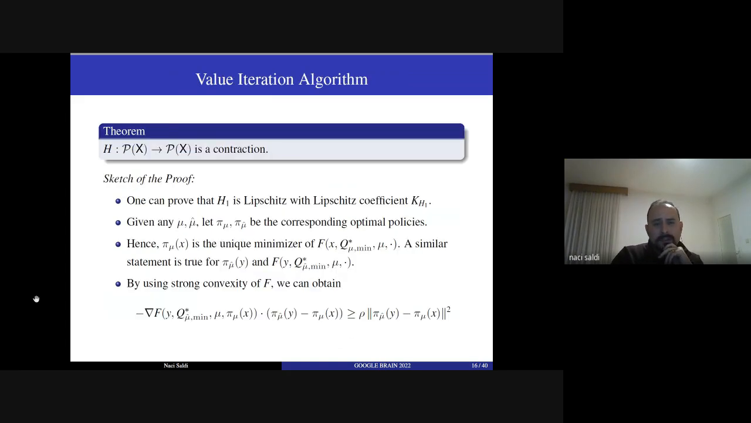And here's the first theorem, and indeed this theorem leads to the value iteration algorithm for computing mean field equilibrium. So is there any question?